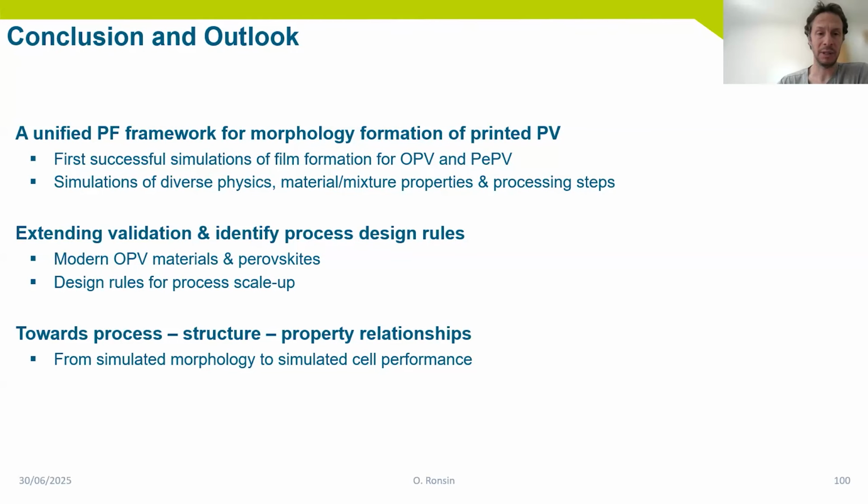Yes, and we are still working on the more modern OPV materials. I showed a lot with fullerenes today, but we are working on NFAs now. We are working on other perovskites. And the idea at the end is to obtain design rules for process scale-up, most importantly. And of course, we want to work more and more, in particular in this digital twin project, to go towards process-structure-property relationships.